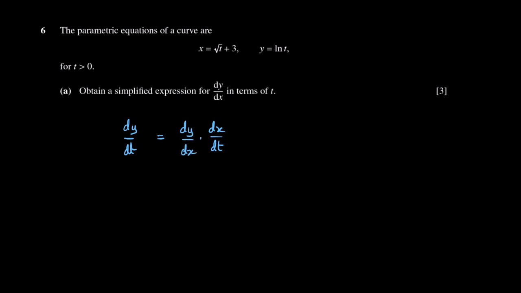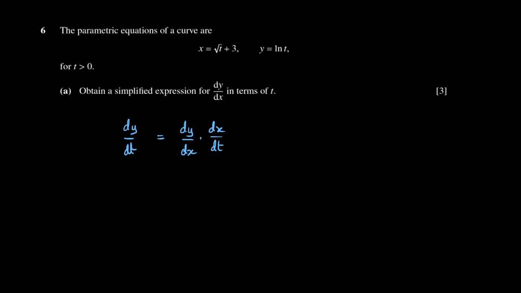Now, why is that? Well, you can imagine the right-hand side here as being fractions. They're not really, but you can imagine it. And if you thought that way, then you could see that the dx's here are going to cancel and leave you with dy dt. So that's the core idea you need to understand: that you can find dy dx by finding dy dt and dx dt, and then connecting them using this form here.